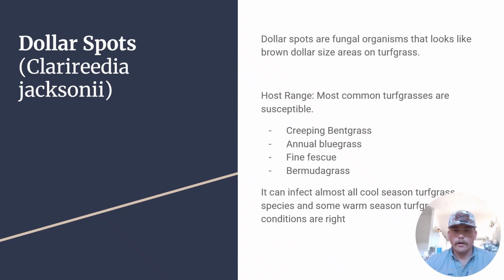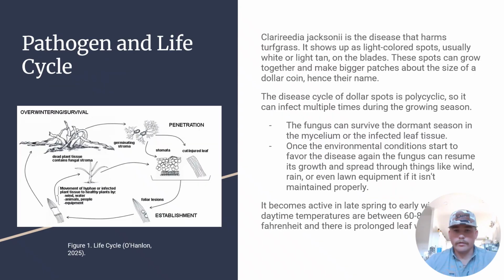Dollar spot. Dollar spot is a fungal organism that looks like brown, dollar-sized areas on turf grass. The host range is most common in turf grasses. For example, it would be creeping bentgrass, annual bluegrass, fine fescue, Bermuda grass. It can infect almost all cool season turf grasses.